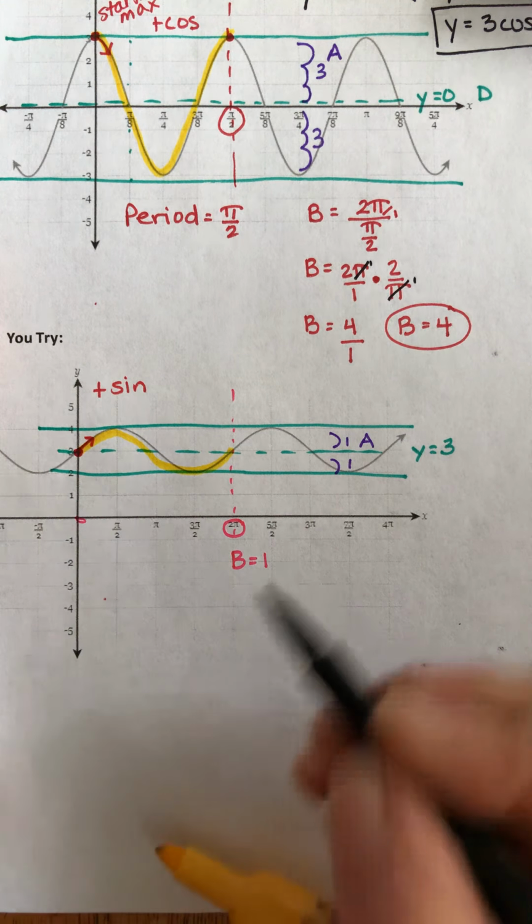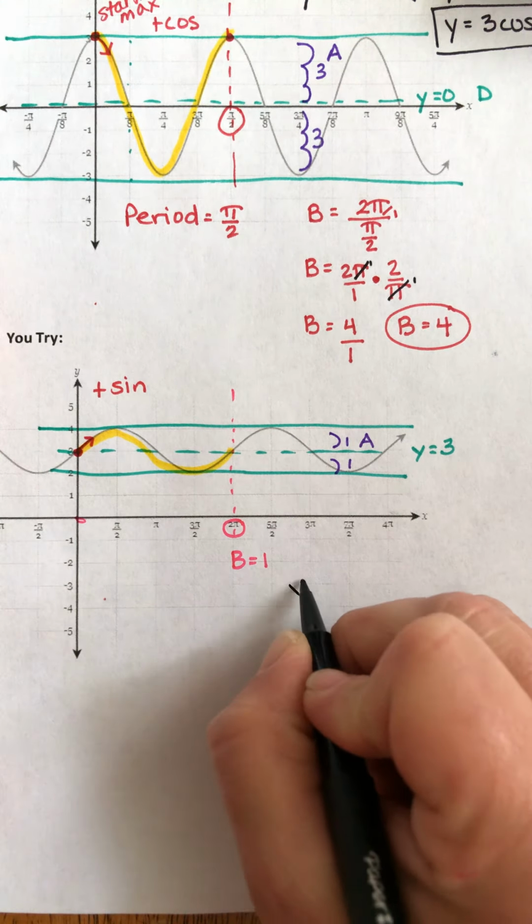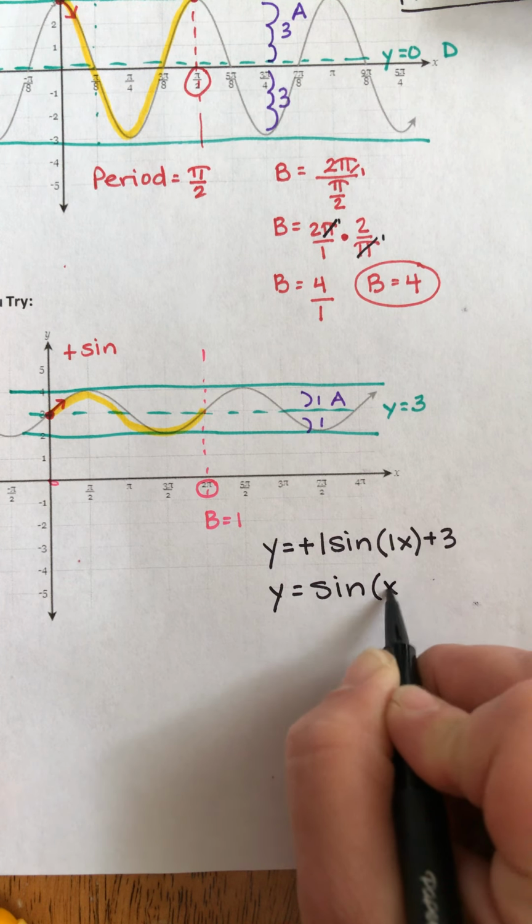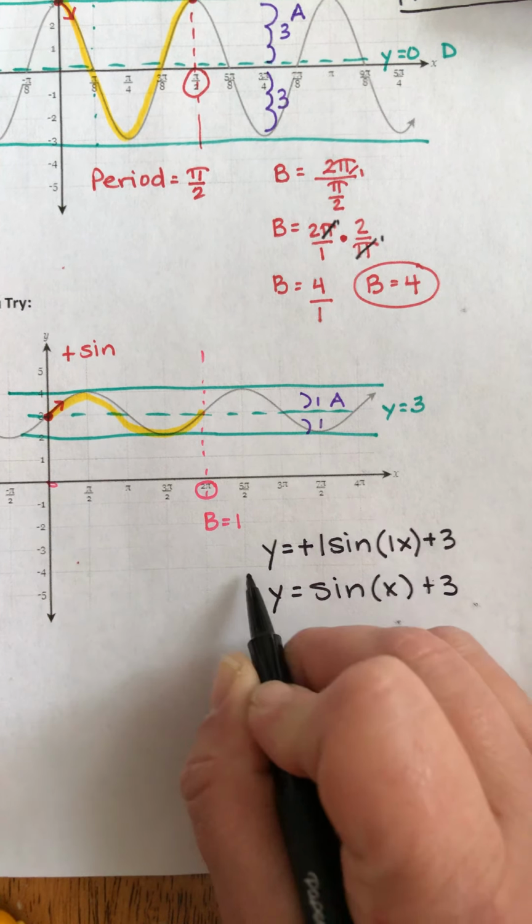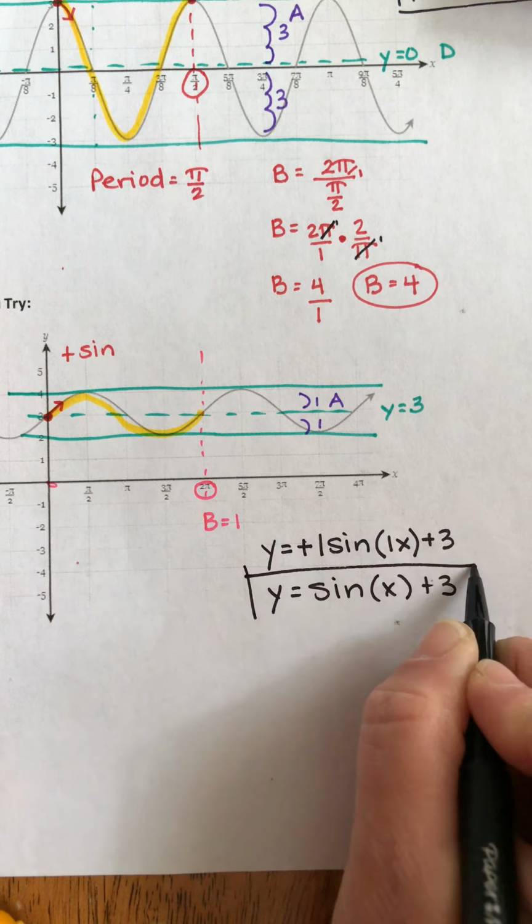For the equation, y equals, the sign is plus, the amplitude is 1, the trig function is sine, parentheses, b, 1, x. Always put the x in there. That's like the number one thing to forget is that x in there. And then plus 3 for the d value. Taking out some of the not necessary stuff, sine of x plus 3. That would be the equation that you would type into Delta Math.